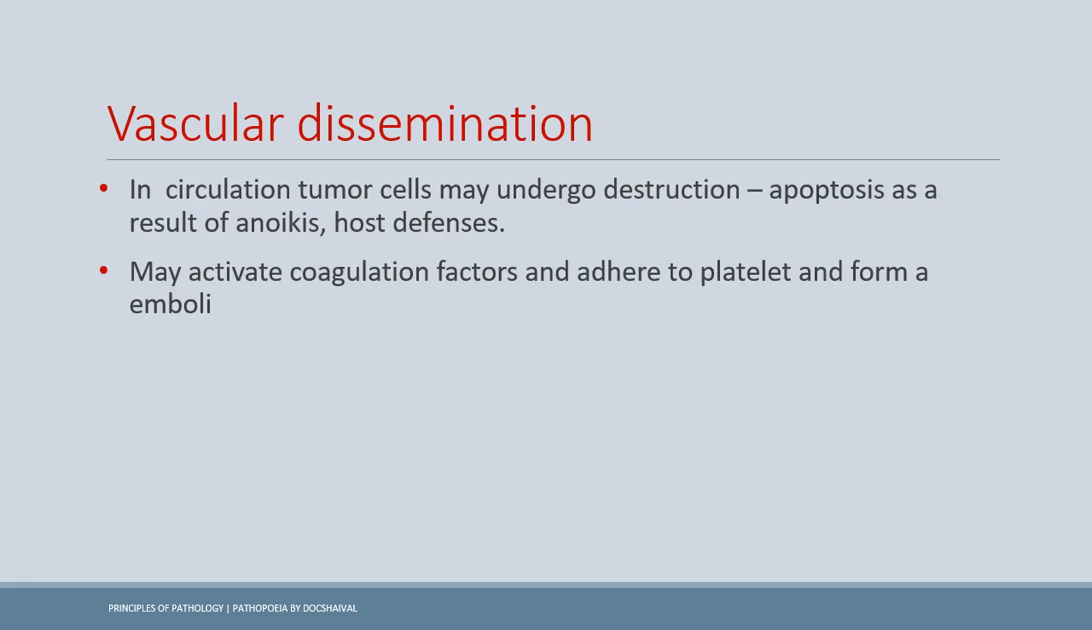Okay. The last step is the vascular dissemination. What happens in the vascular dissemination is that one of the fears for a tumor cell is that it might undergo destruction while in transit in the vasculature, and that may be by apoptosis as a result of anoikis or the host defense system, obviously. Now, while in transit, it may activate the coagulation factors or may adhere to the platelets and may also form emboli in some cases. Okay.